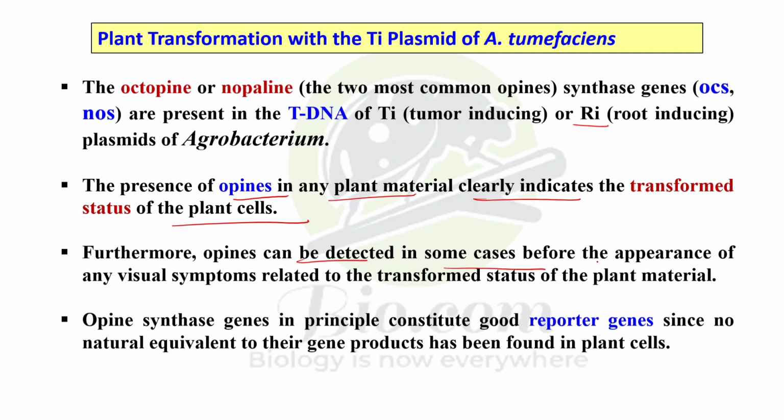Opine can be detected in some cases before the appearance of visual symptoms related to the transformed status of the plant material. You can also trace the opines through different biochemical tests. Now, opine synthase genes in principle constitute good reporter genes since no natural equivalent to their gene product has been found in plant cells. Because opine synthesis genes जो होते हैं वो reporter genes होते हैं, यानी you can also track that gene कि क्या प्लांट में वो जीन है या नहीं है, and through that you can track कि वो प्लांट ट्रांसफॉर्म हुआ है या नहीं हुआ है, क्योंकि visual symptoms आने के लिए थोड़ा सा टाइम लगता है.